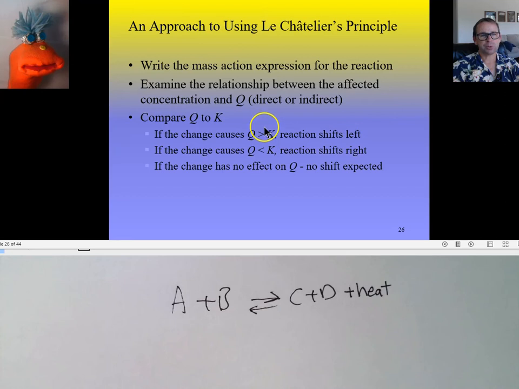All right, so you can think of it in terms of a relationship between Q and K. I think it's easier just to think about Le Chatelier's principle, and this is what Le Chatelier's principle is, that when you perturb an equilibrium, the equilibrium will adjust to fill in any perturbation that you made, or to remove any excess that you've added.